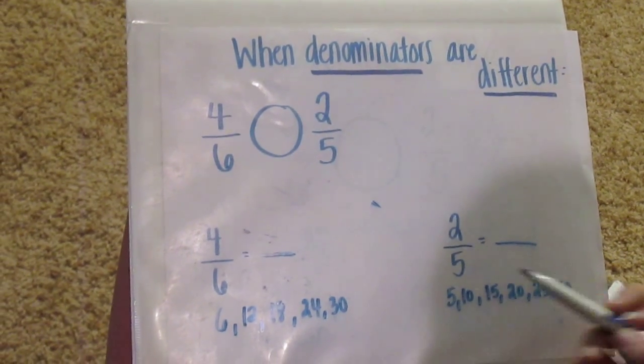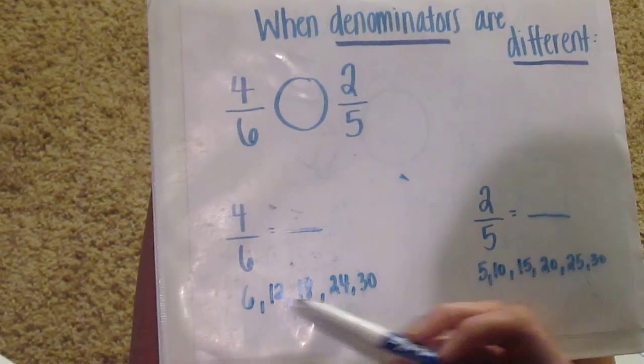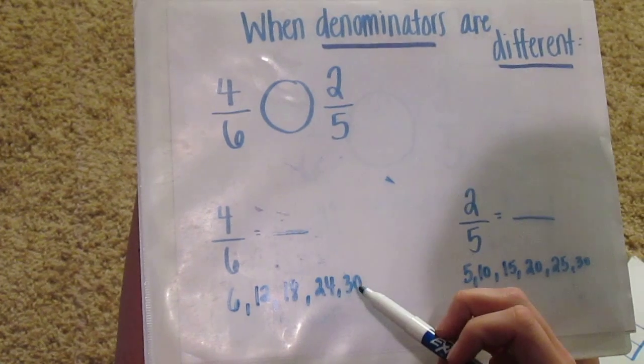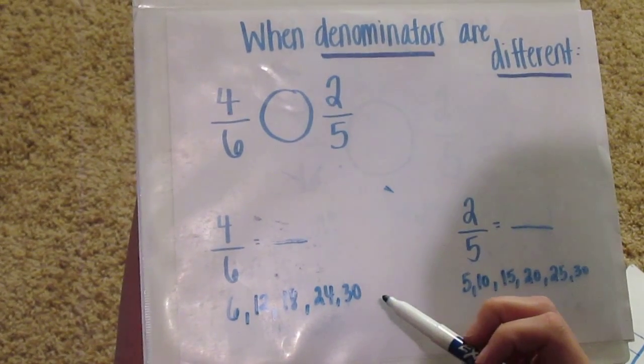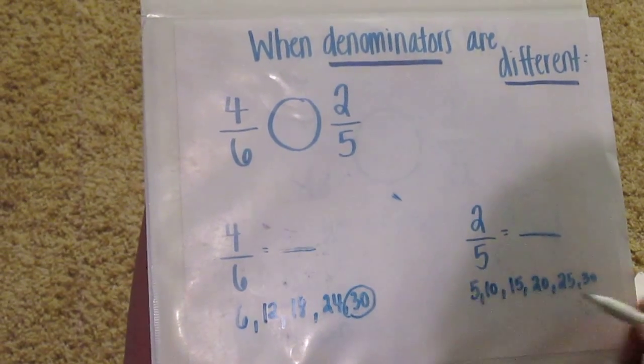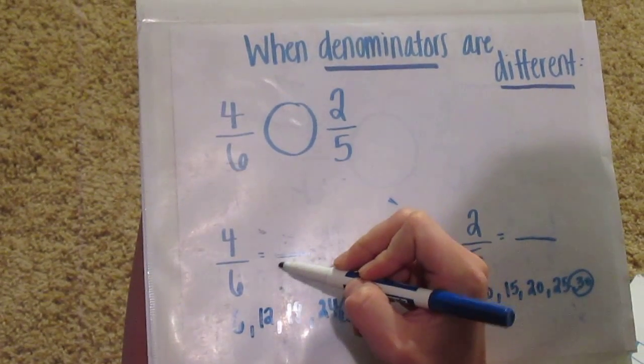Since both of these fractions need to have the same denominator, we're going to look through our list of multiples to see which number they have in common. And so as we do that, we'll see that 30 is the first number that is a multiple of both 6 and 5. So we're going to use 30 as our new numerator, or denominator, excuse me.